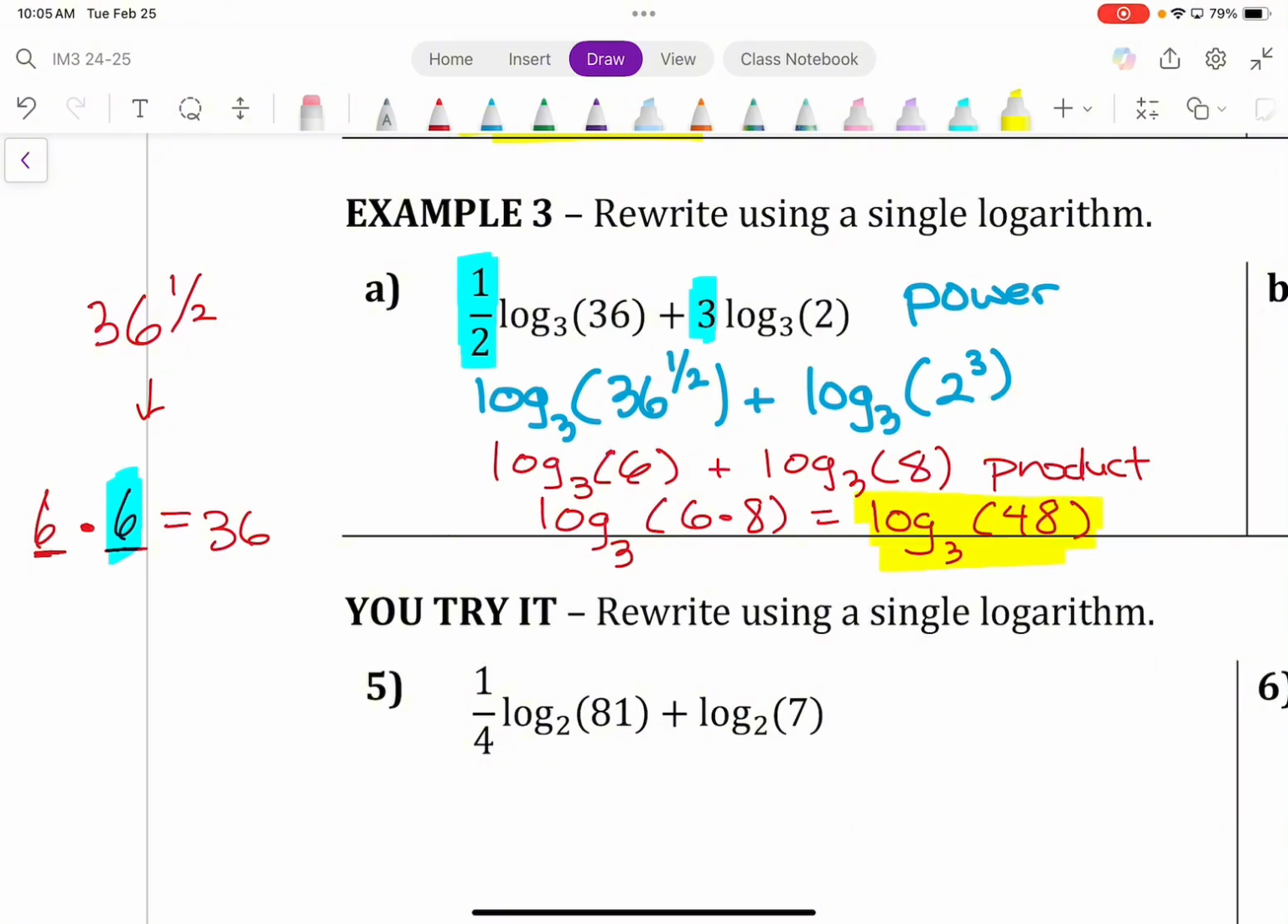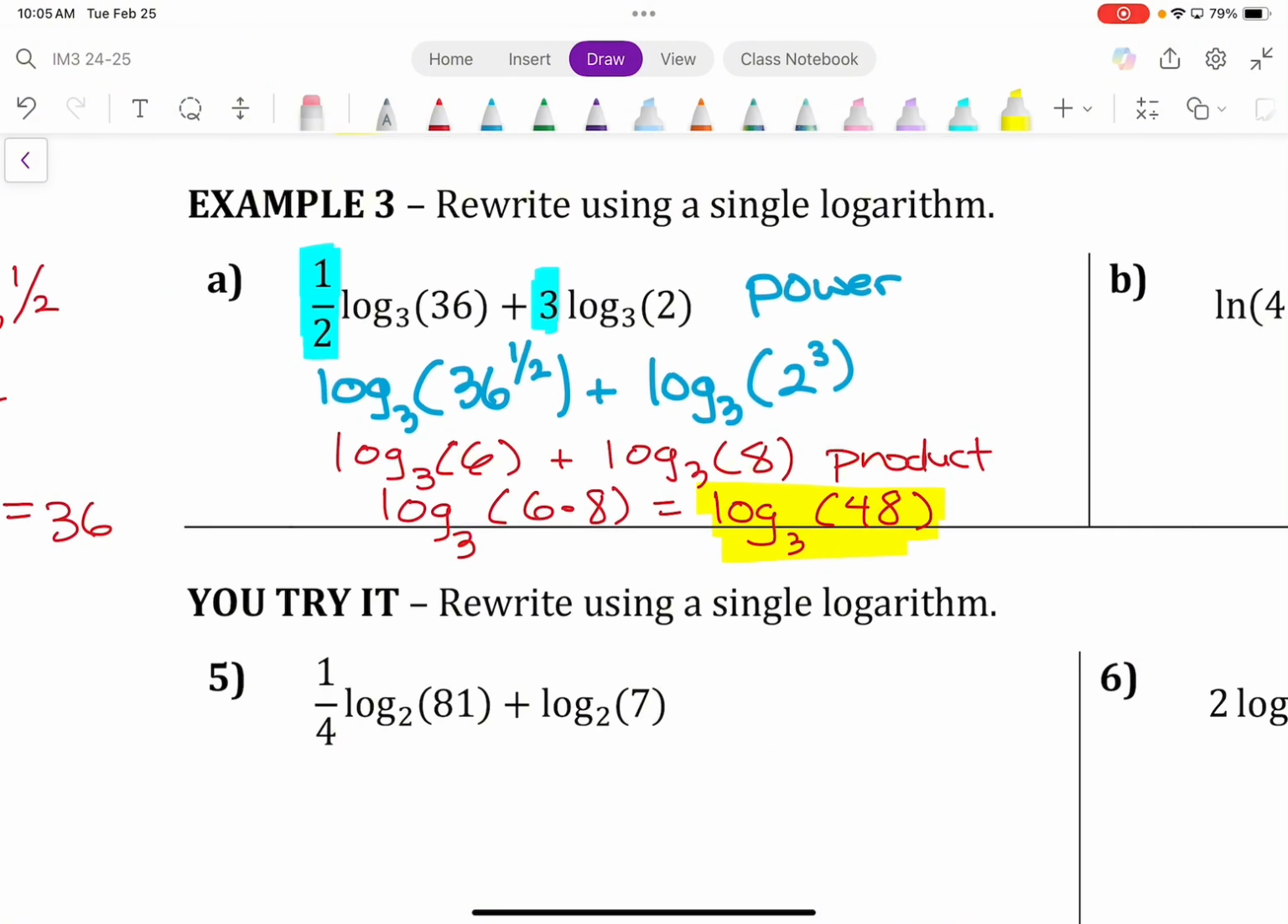I know I'm running out of space. I'm sorry if it's hard to see. I'll walk you through again how I got this. So log base 3 of 36 to the 1/2. 36 to 1/2 is 6. 2 cubed is 8. Log base 3 of 6 plus log base 3 of 8. We use the product rule, which allows us to multiply the 6 and the 8 together to get a solution of log base 3 of 48. Okay? Are there any questions with how I got those two solutions? We all good with that?